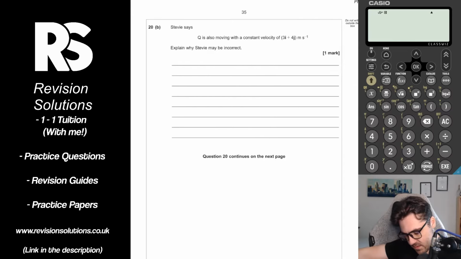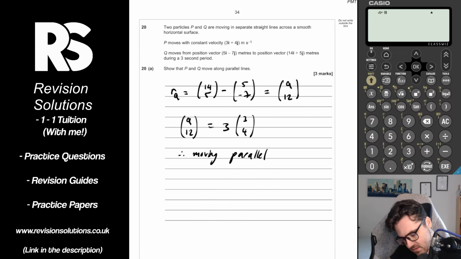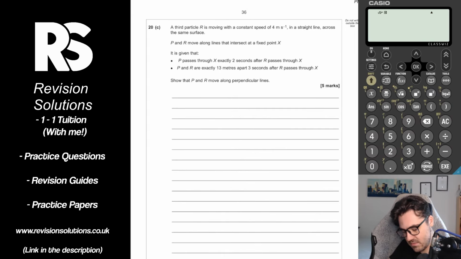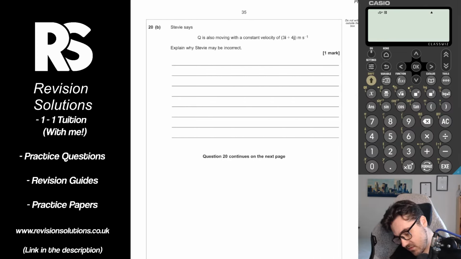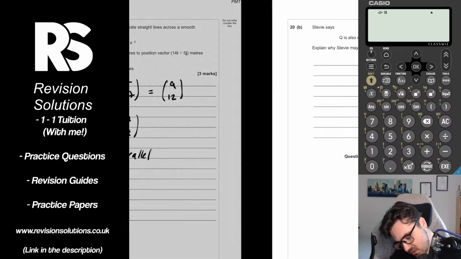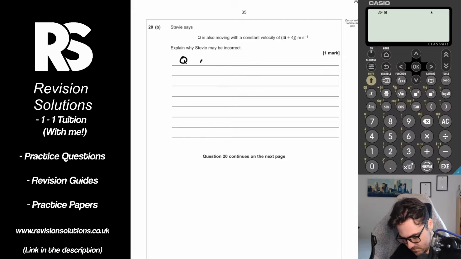So carrying on to part B, it says Stevie says that Q is also moving with a constant velocity of 3i plus 4j. Explain why Stevie may be incorrect. So I'm going to guess Stevie's done a distance-time calculation, but that would only be a good thing to do if it wasn't accelerating. So we don't know the particle isn't accelerating. So he's wrong because Q might be accelerating.